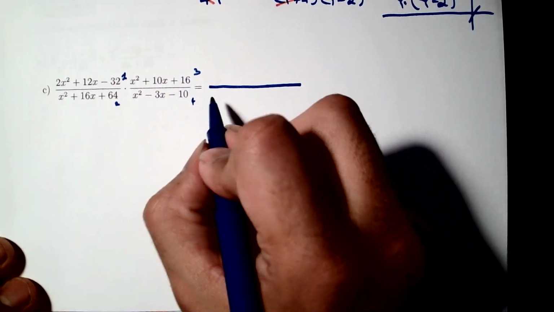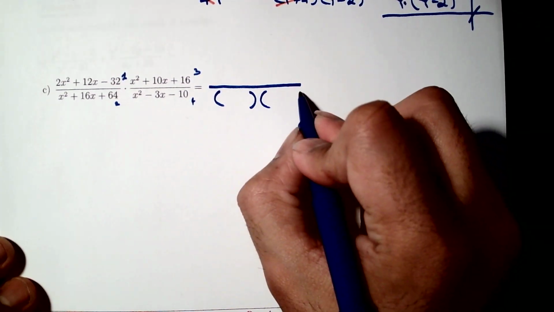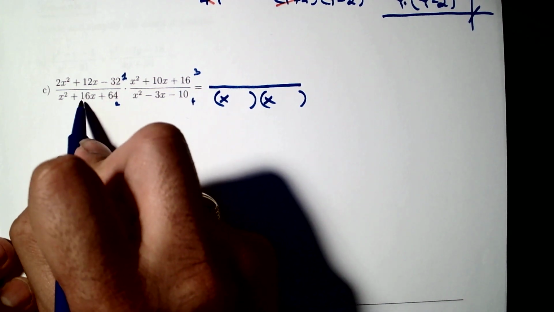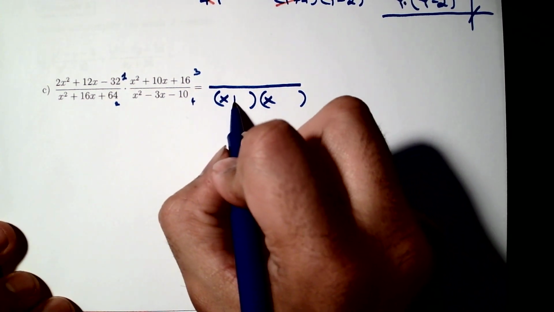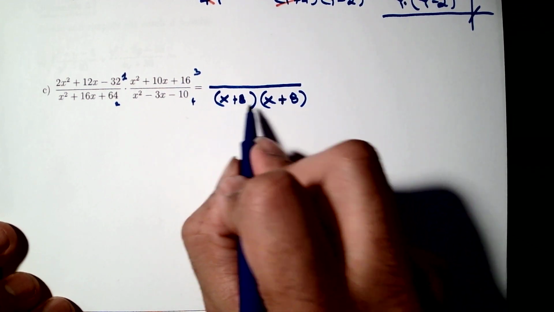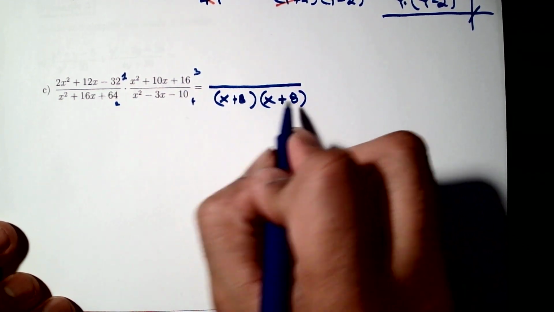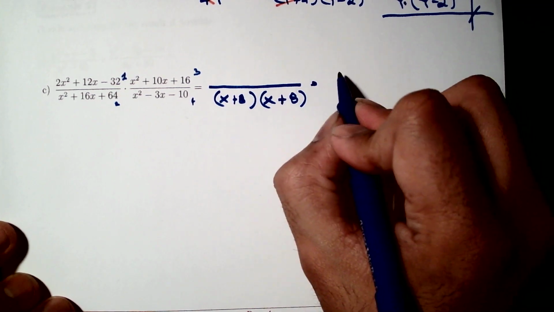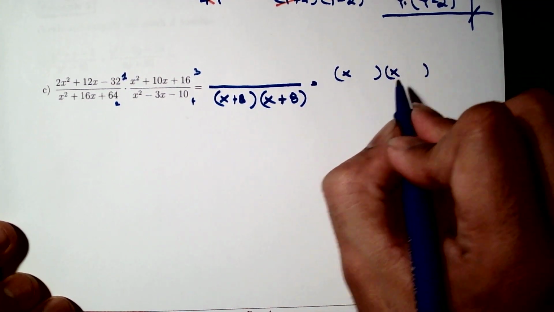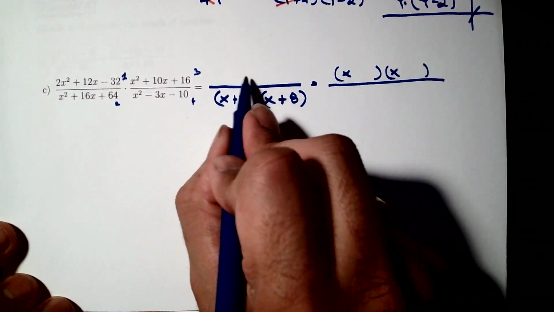So we're gonna double bubble, double bubble, double bubble. Factors of 64 that add up to 16. Well, plus 8 and plus 8, because 8 times 8 equals 64 and 8 plus 8 equals 16. Double bubble the numerator of the second fraction. Again, I'm going to deal with this one in a minute.